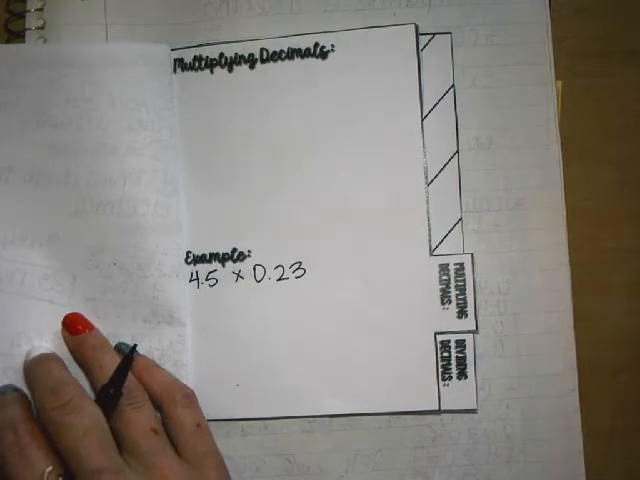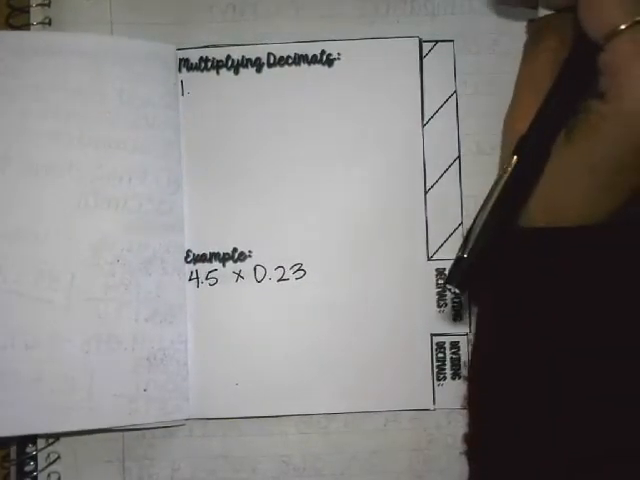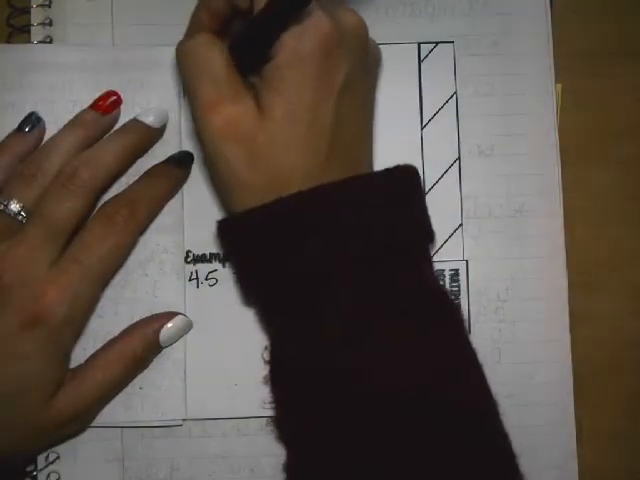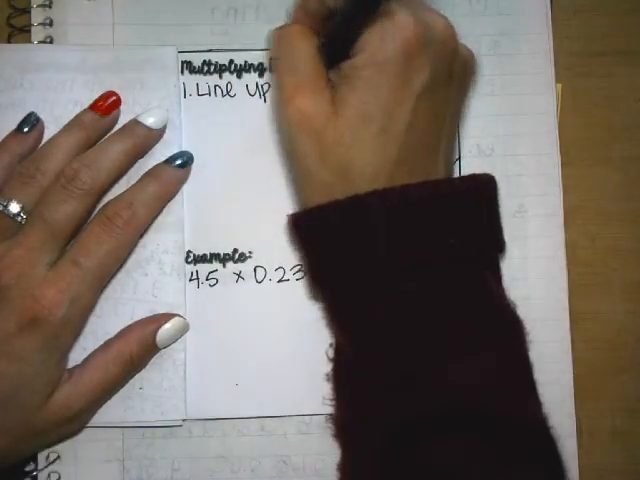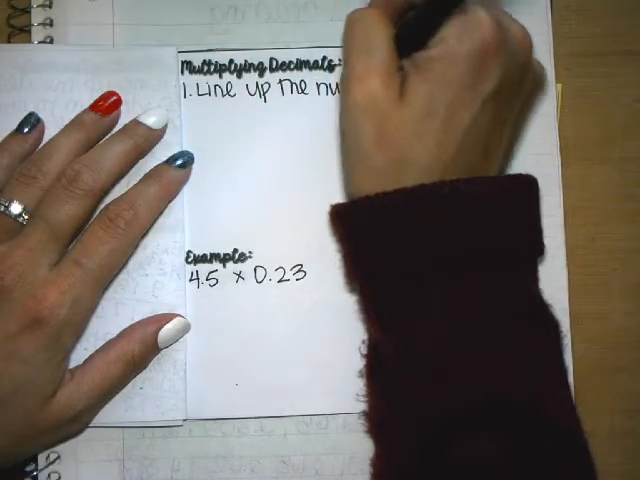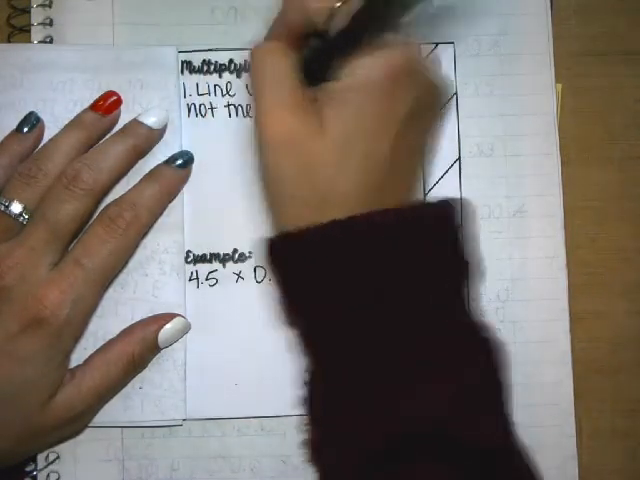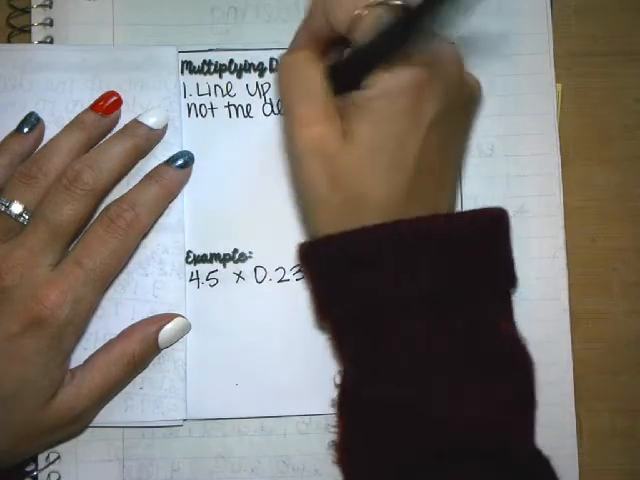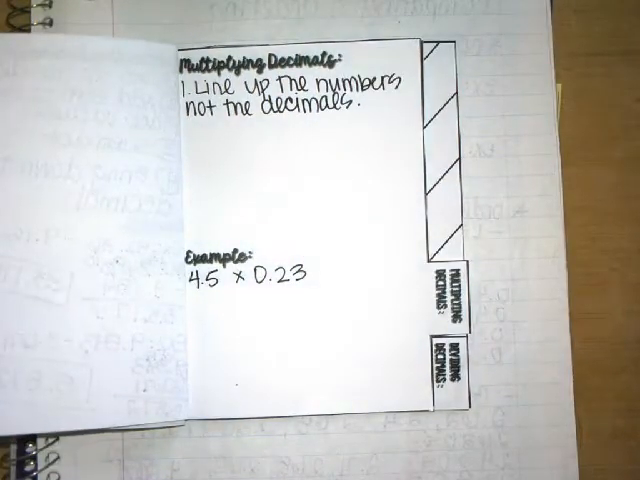Say that again, what? And what exactly do I want to line up? Do I line up the decimals when multiplying? I line up the numbers. So when I multiply, we are going to line up the numbers, not the decimals. So line up the numbers and not the decimals.